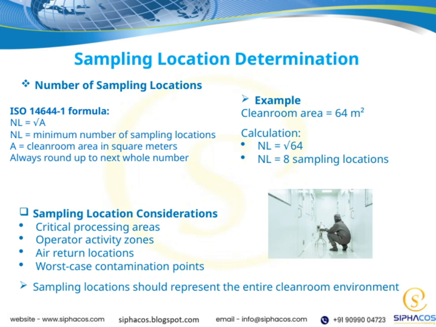Now, how do we determine the exact number of locations? We use the ISO 14644 formula, which is quite straightforward. The minimum number of sampling locations equals the square root of the cleanroom area in square meters. And remember, always round up to the next whole number if you get a decimal. This ensures we don't underestimate and miss any potential contamination risks. So, in summary, by calculating and strategically placing these sampling locations, we ensure thorough monitoring of the entire cleanroom environment, maintaining the quality and safety standards we aim for.